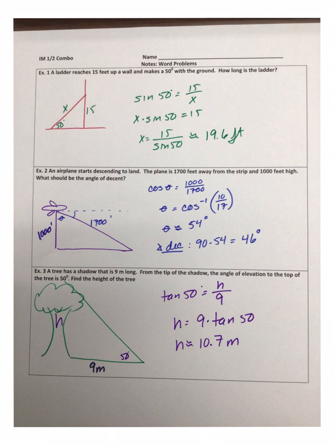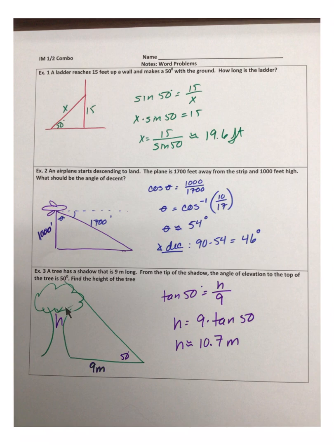All right, example 3, a tree. This beautiful tree has a shadow that is 9 meters long. From the tip of the shadow, the angle of elevation to the top of the tree is 50 degrees. Find the height of the tree. So here's our shadow. So from the tip of the shadow to the top of the tree, the angle of elevation is 50 degrees, and we are looking for h, the height of the tree.